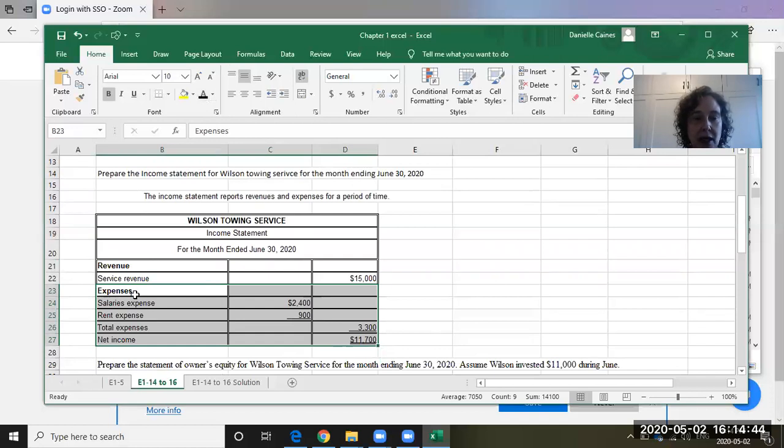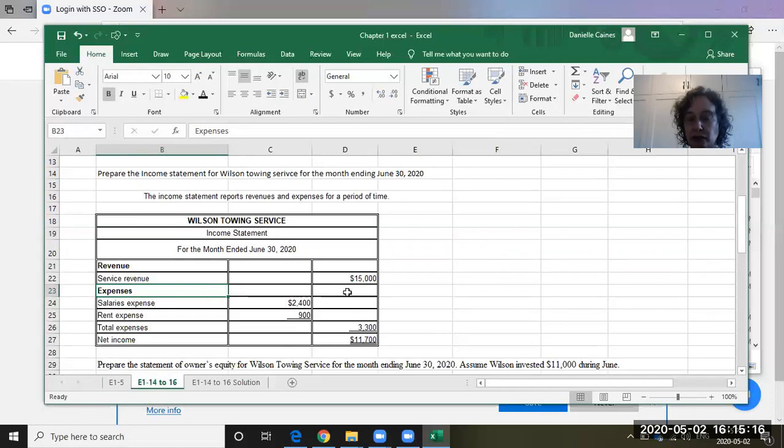So here we list our heading, which is called expenses. We have salaries expense, we have rent expense, and then we show the total expense, so $3,300. You'll notice that this underline here is saying that I'm taking $2,400, I'm adding $900 to get this $3,300. So this $3,300 is a total, and we put this underline here to say that we are doing a calculation. So in this case, it's $2,400 plus $900.